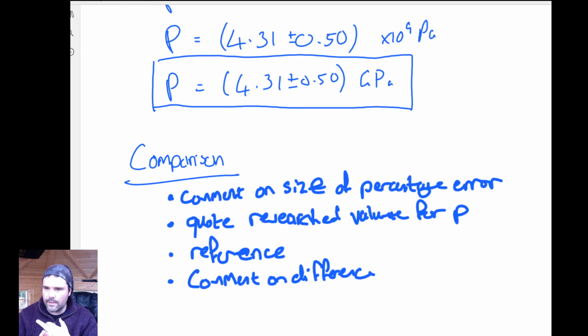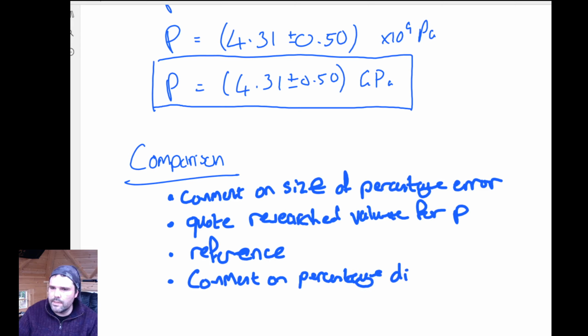Quote a researched value and compare it. So, comment on the percentage difference between the accepted and yours. So obviously you've got to work out percentage difference. Meaningful comment. Not essay, but meaningful comment. And put a reference in for that value. And that, ladies and gentlemen, is your lab diary done.